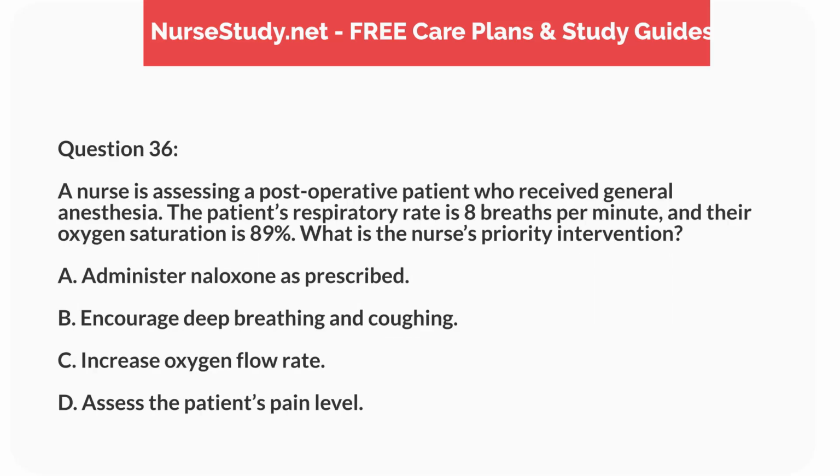Question 36. A nurse is assessing a postoperative patient who received general anesthesia. The patient's respiratory rate is 8 breaths per minute, and their oxygen saturation is 89%. What is the nurse's priority intervention? A. Administer naloxone as prescribed. B. Encourage deep breathing and coughing. C. Increase oxygen flow rate. D. Assess the patient's pain level.